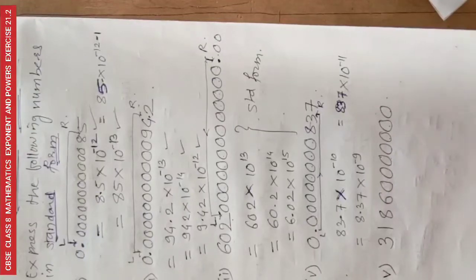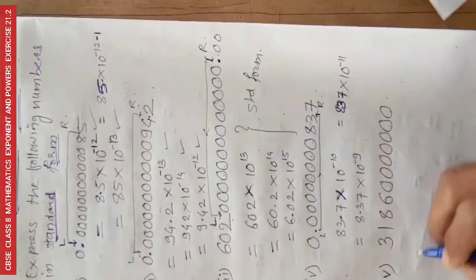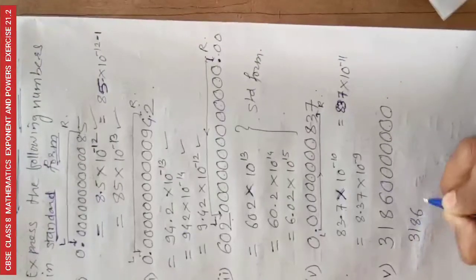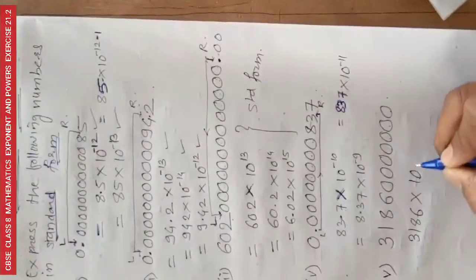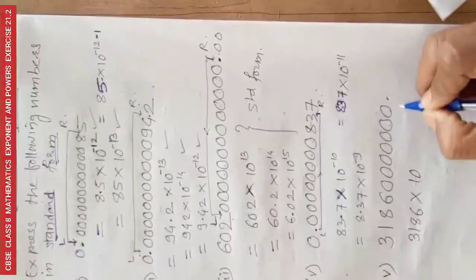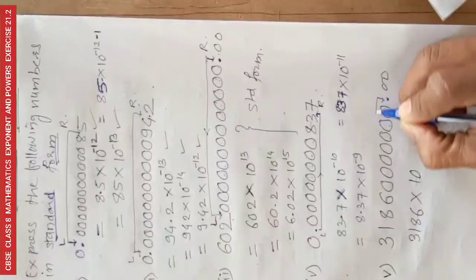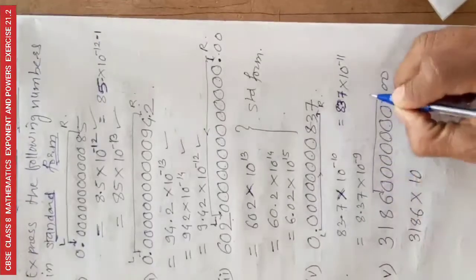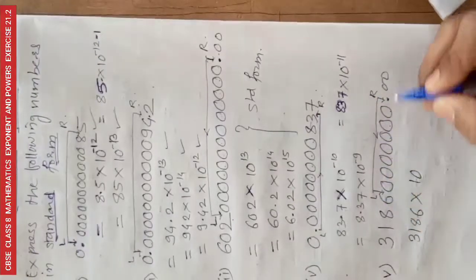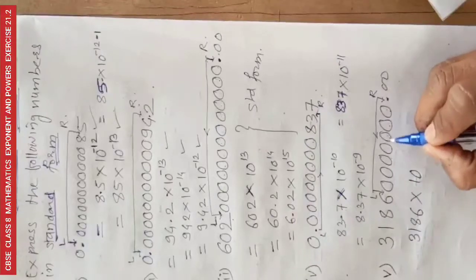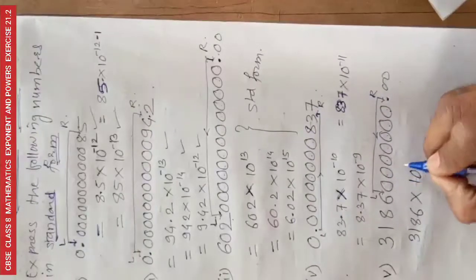So here simply write down 3186 into 10 raised to the power. Now the decimal point is here, and transferred from here up to that position, that is right to left. So how many places? 1 2 3 4 5 6 7. So 10 raised to the power 7.